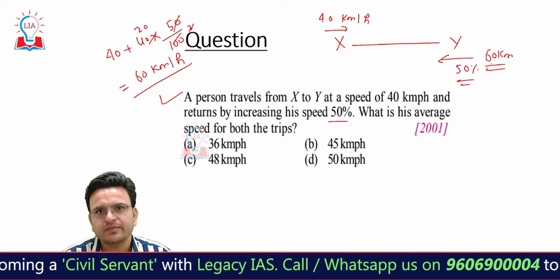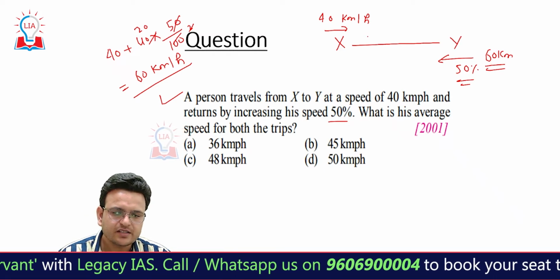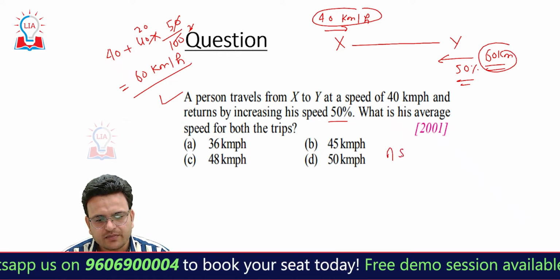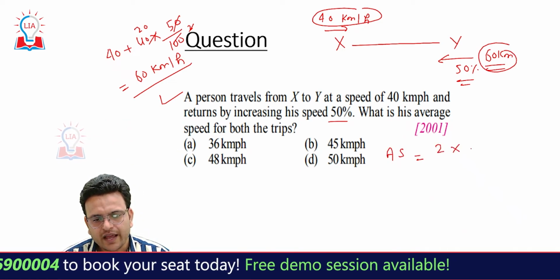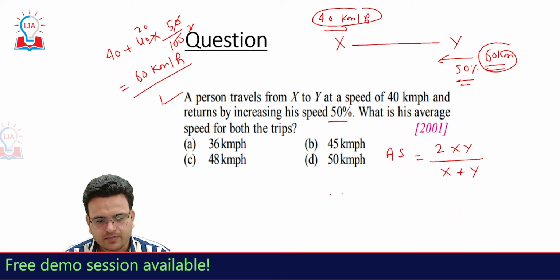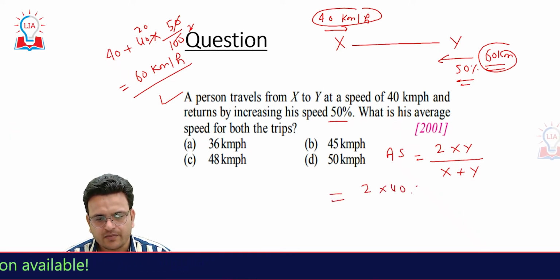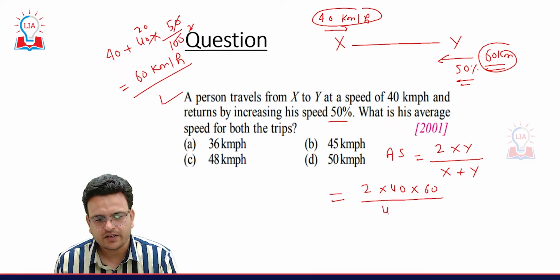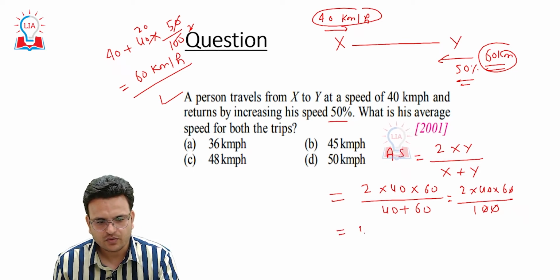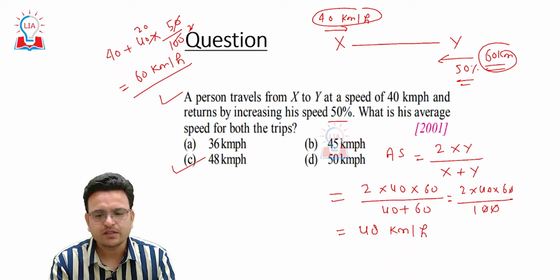I gave one concept in the last video. I explained when a person is going with a speed and coming back with another speed, then average speed will be 2xy upon x plus y. So here the person is going with a speed of 40 and coming back with a speed of 60. 40 plus 60, then it will be 2 into 40 into 60 upon 100. Then the answer will be 48 km per hour. Hope you are able to understand it.